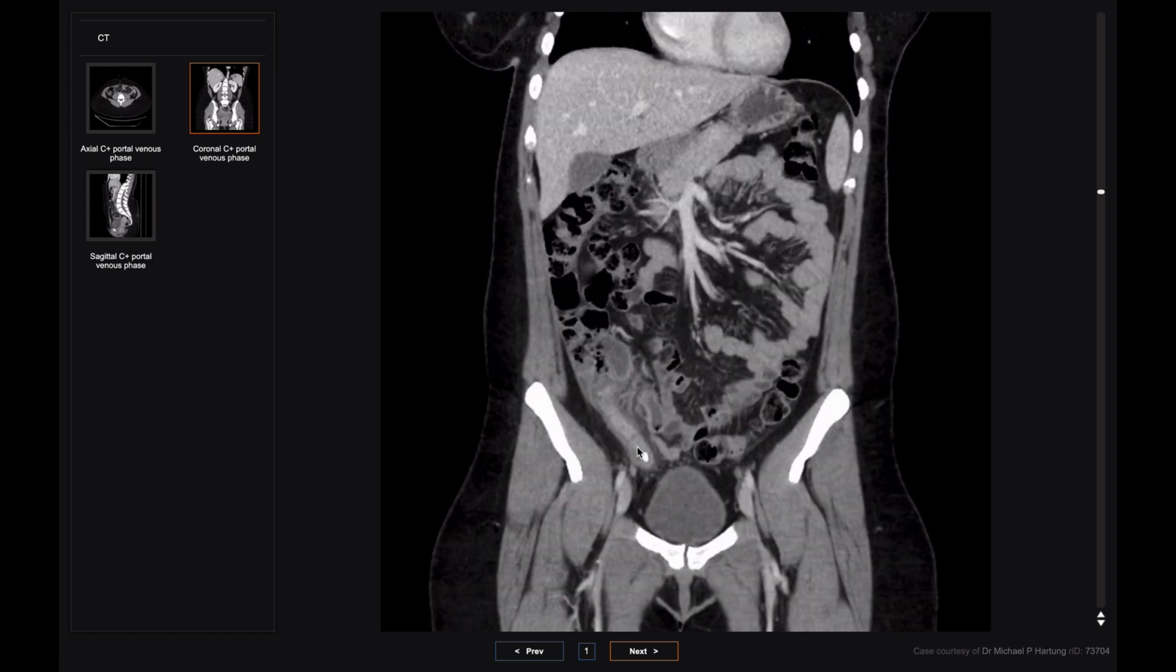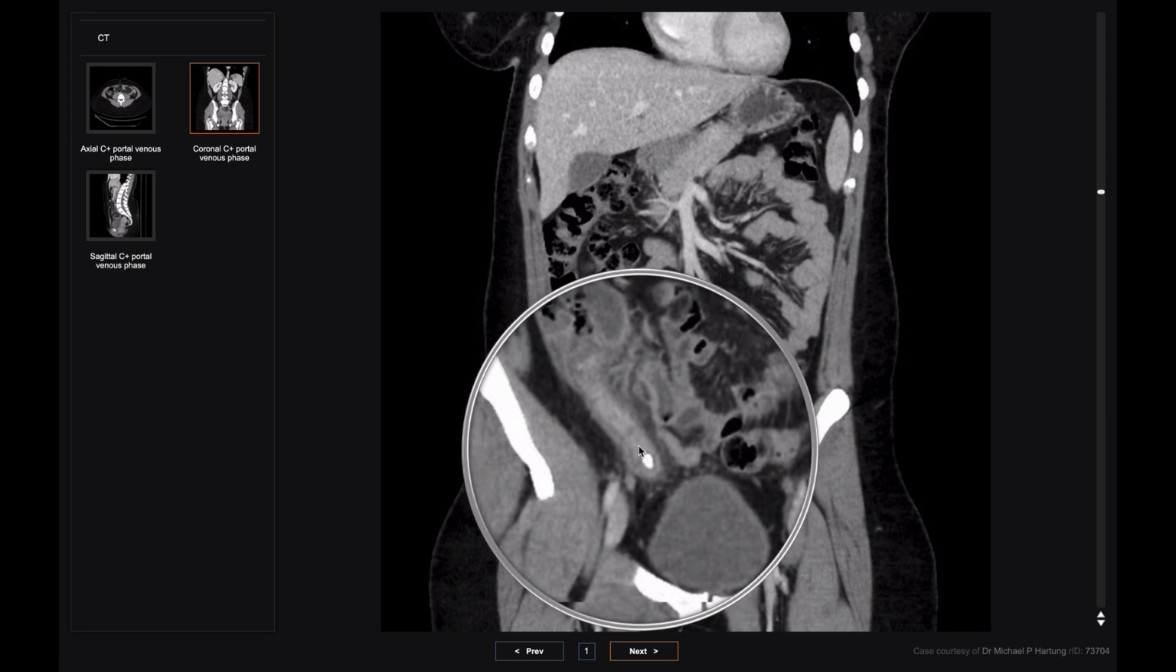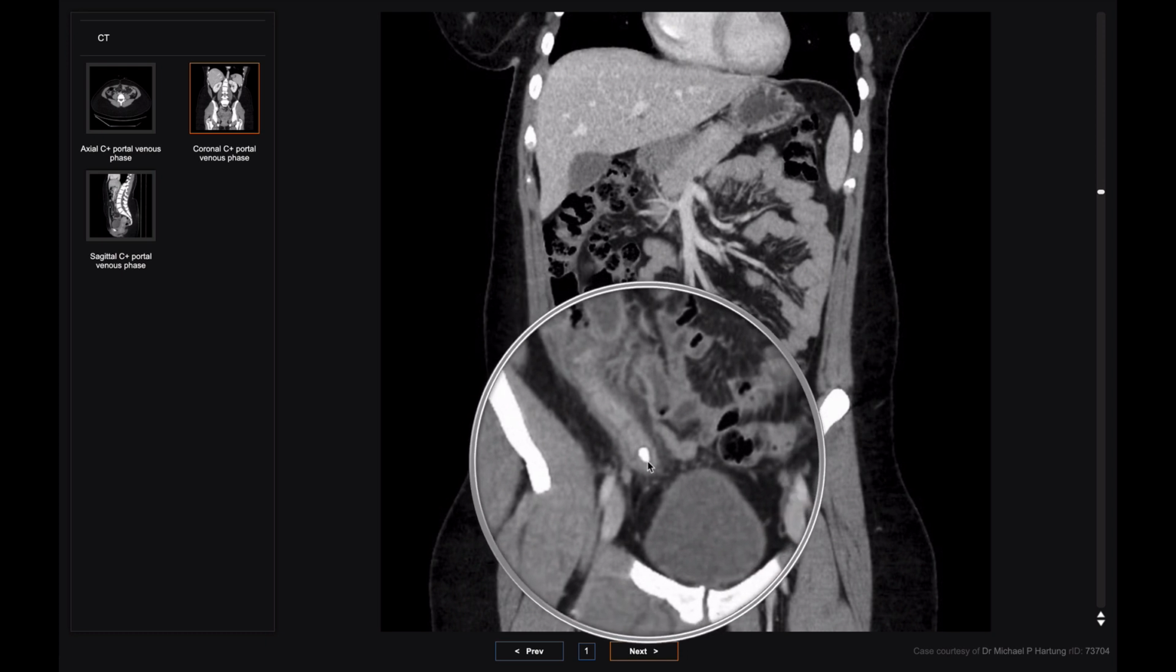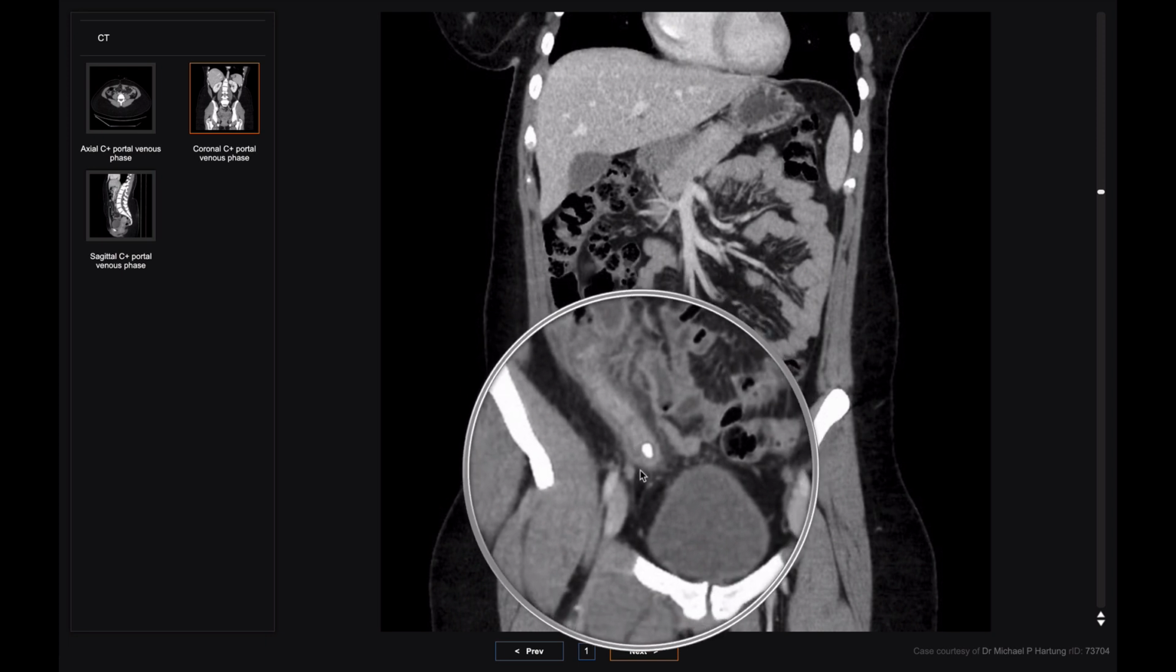Another interesting finding in this scan is this very, very dense structure near the tip of the appendix. This is an appendicolith, which is a small calcified stone, maybe a small calcified bit of feces that gets trapped within the lumen of the appendix and is often found on imaging of appendicitis. And it's postulated that this obstructs the lumen and therefore leads to inflammation of the appendix.